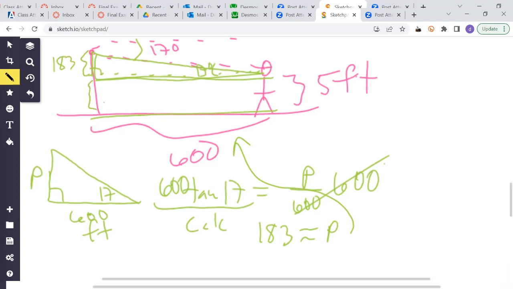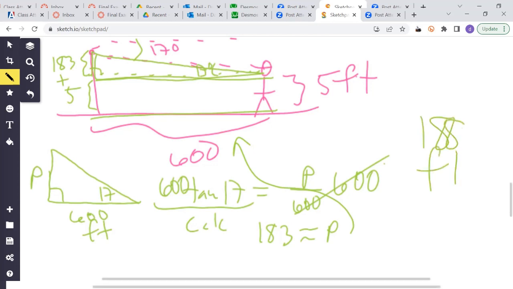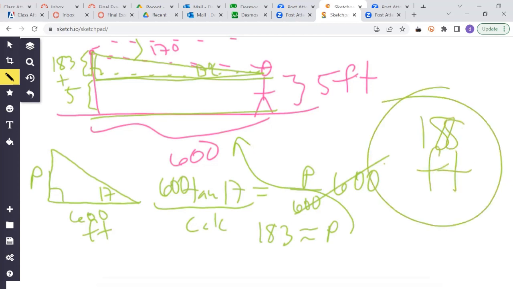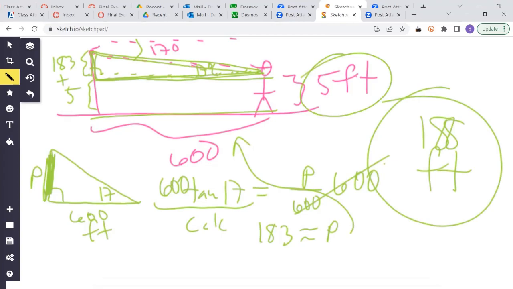The rest of the height of the building is the height of the observer, their eye height, which was 5 feet, not drawn to scale. So that one's 5, and that's 183. And when you add them together, that's how the answer key got about 188 feet. So draw the person's eyesight, and that gives you another triangle. Draw that one, find its height, and then basically add it with the eye height of the person.